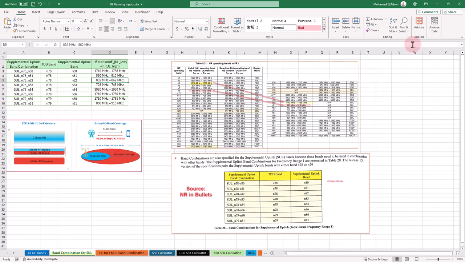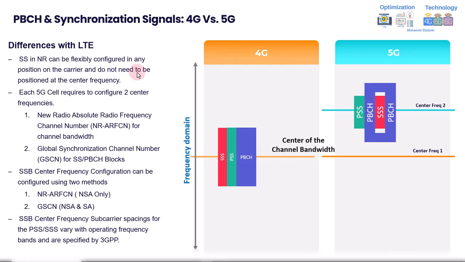So now let's move back to our video to continue with the remaining part about the SSB. Let me first recap one very important concept and the nuances between 4G and 5G before jumping into the details about the NRFCN or center frequency or SSB impact in general. If you remember, in the 4G, assume this is your complete bandwidth. This is the center frequency of the channel bandwidth.